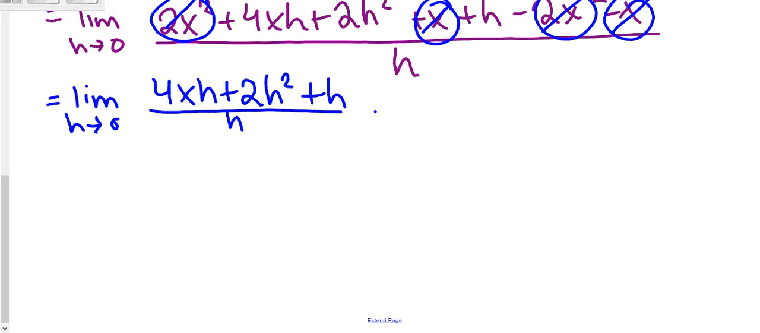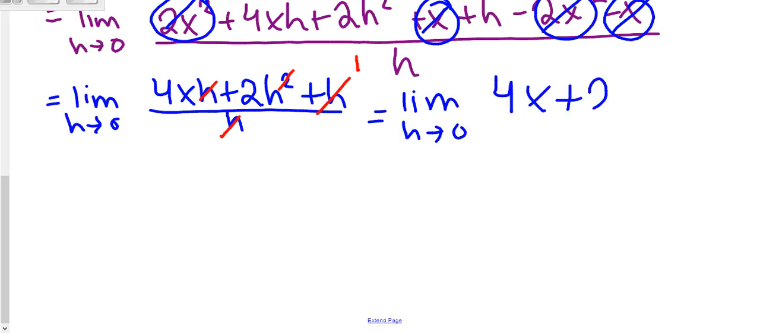So our next step is to divide that h. It is still a limit even though we are canceling out the h. So we have the limit as h approaches 0. We cancel out the h here, here, here, and here. Remember, h divided by h is 1. So we get 4x plus 2h plus 1.